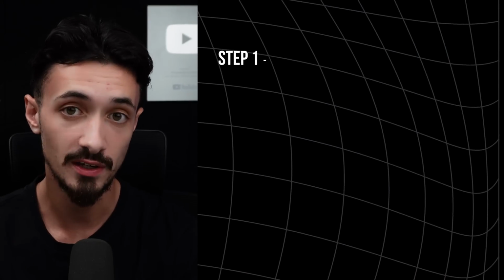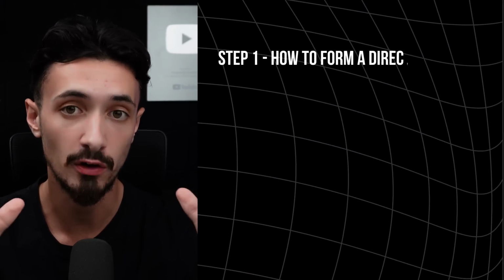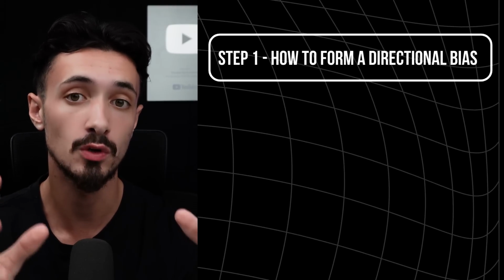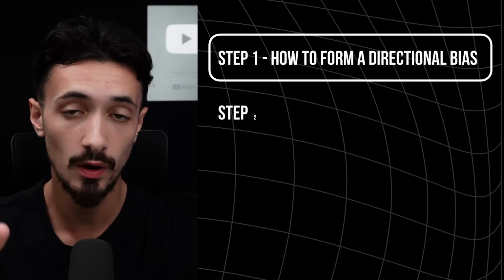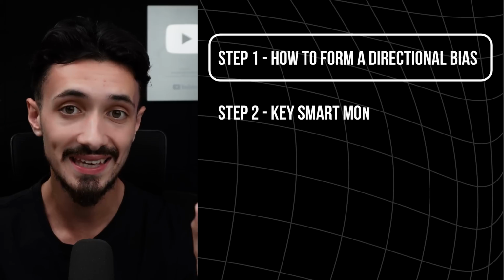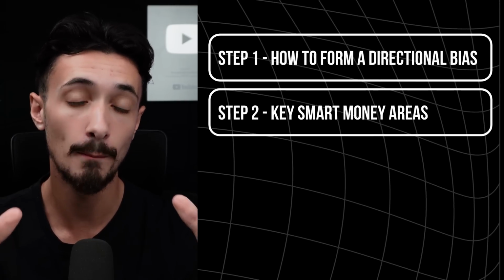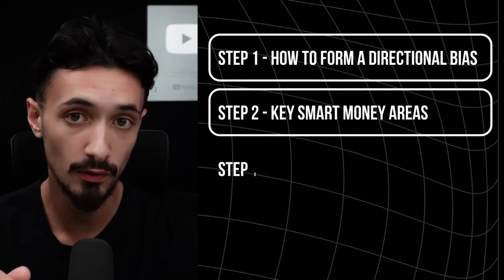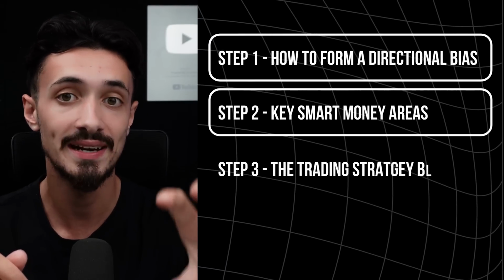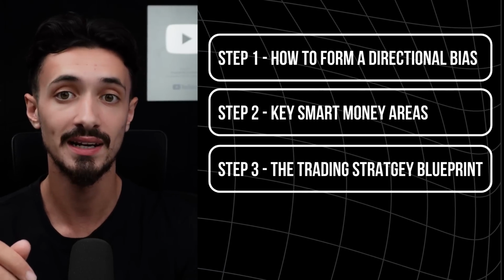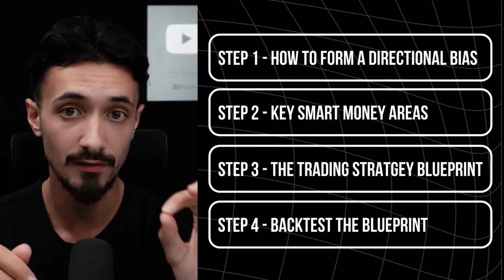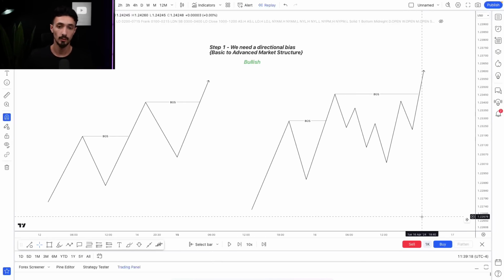In the first part of the video, I'm going to be walking you through how to form a directional bias. This means how to understand where the market is going to go next. In step number 2, I'm going to be showing you key areas of the market where smart money are actively involved and are protecting that area. And then in step number 3, I'm going to be sharing with you the trading strategy blueprint. And finally, in step number 4, we're going to take that blueprint and go and back test it in the live market.